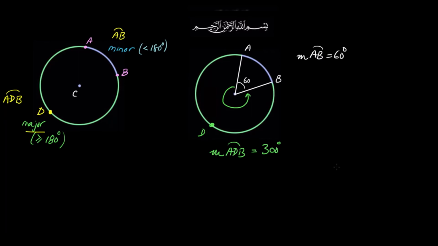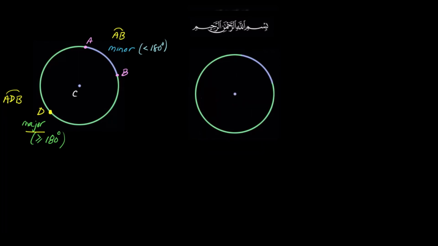And finally, what if we have an arc that is 180 degrees like this? So I have a 180 degree central angle over here, which is half of the circle. Well, then we have created two major arcs. This is one major arc over here, and we have a second major arc.